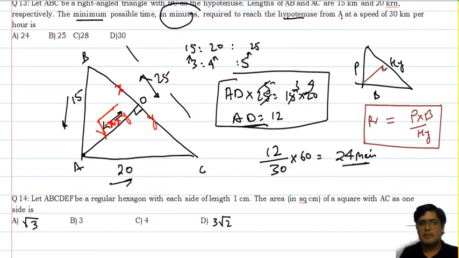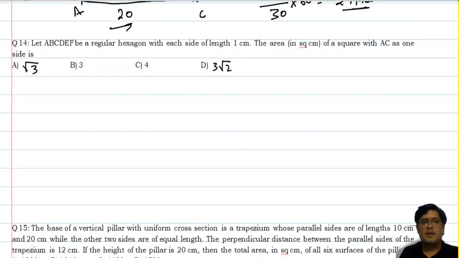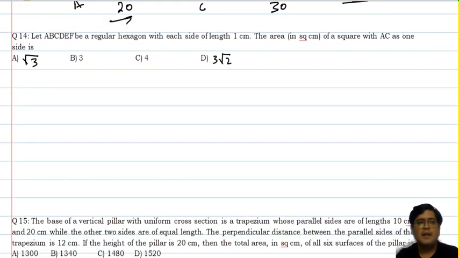Let us try another problem. Let A, B, C, D, E, F be a regular hexagon with each side of length 1 centimeter. The area in square centimeters of the square with AC as one of its sides.